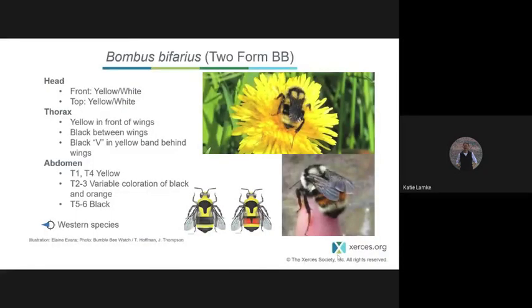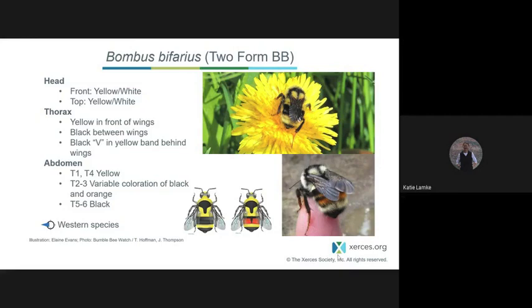So the first species is Bombus bifarius, and this is the two-form bumblebee, which you can see by the illustrations and the photos here that it does indeed have two forms. So the front of the face and the top of the head are going to have yellow or white hairs. The thorax is going to have yellow in front of the wings, black between the wings, and then yellow behind the wings. But behind the wings, it's also going to have a black V, which you can see in both of these photos and the illustrations, where there's two yellow patches separated by a black V in there.